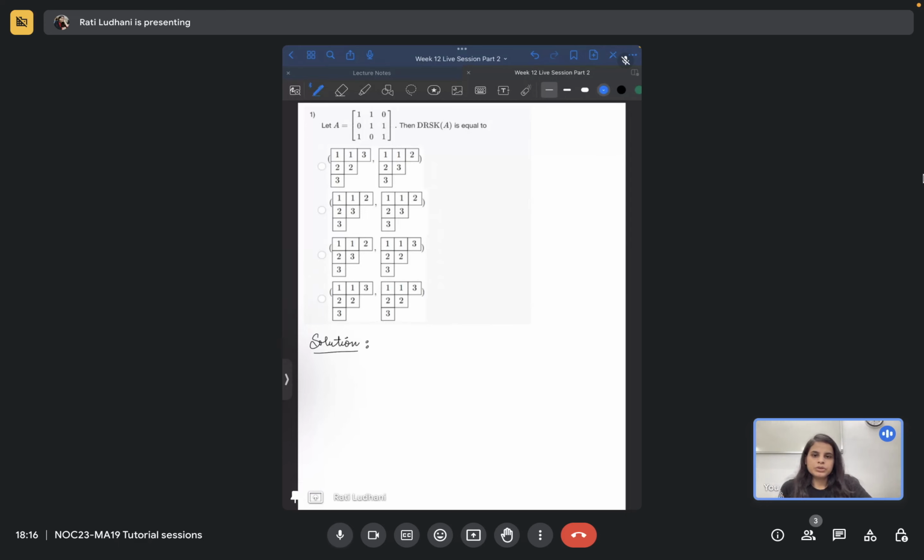Let A be equal to 110011101. Then what is the dual RSK of this matrix that we need to calculate? As you know, the process is we have A.